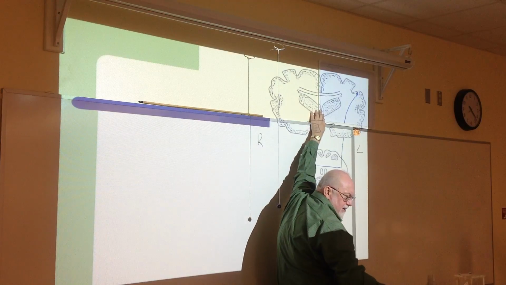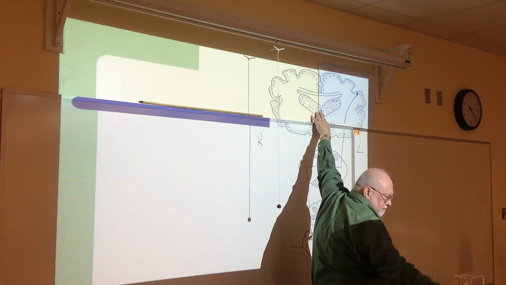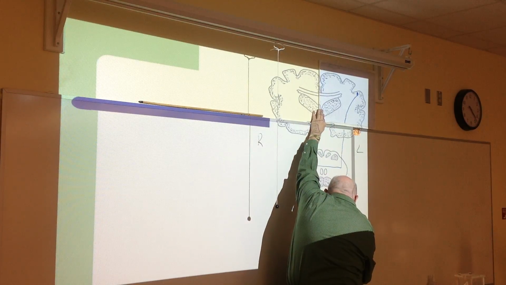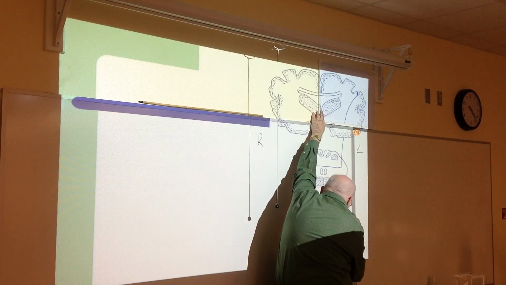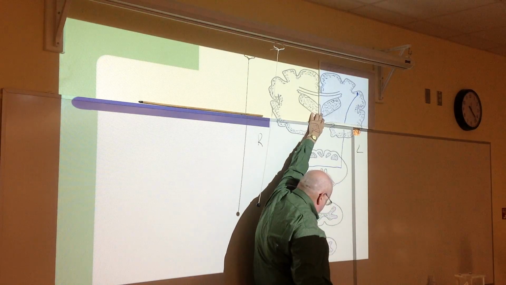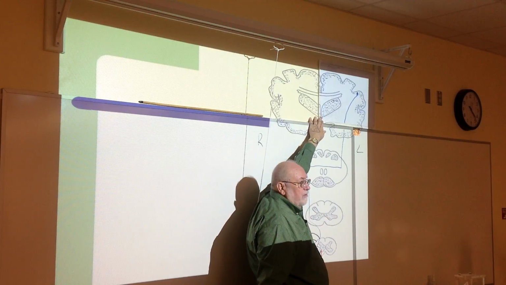Oh, that thing's hacked. Let's see. There. All right, there we're going to synapse with the second neuron, and the axon for it is going to exit through the ventral root and head out to the muscle that we want to move.